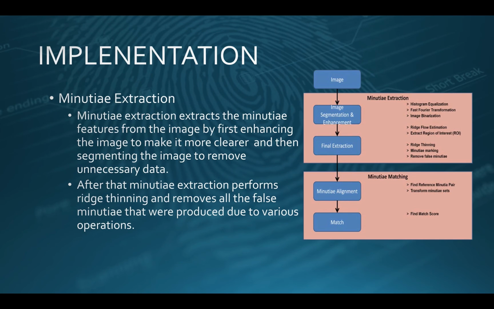Minutiae extraction extracts the minutiae features from the image by first enhancing the image so that the image looks clearer, and then by segmenting the image to remove the unnecessary data that were generated in image enhancing. After that, the extraction process performs thinning of the ridges so that the ridges are consistent all along, and removes the false minutiae that were generated along the way.